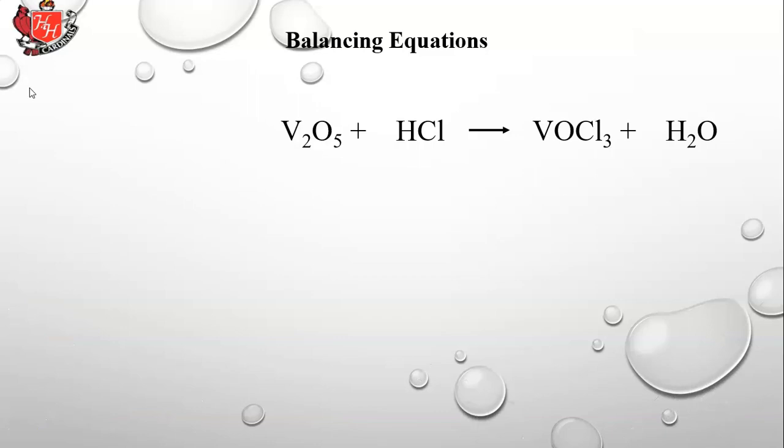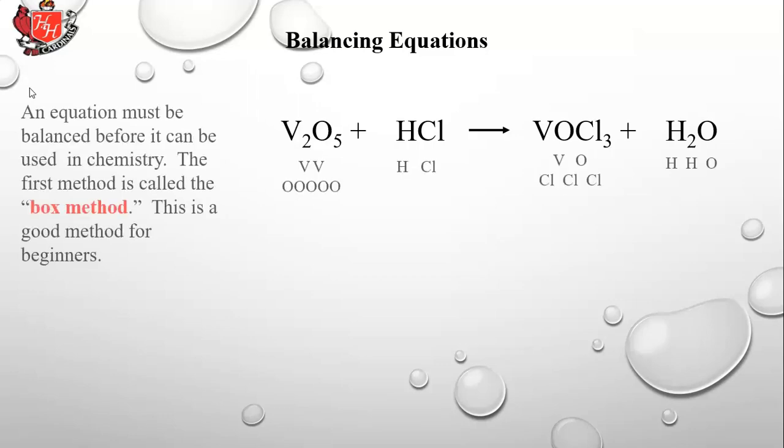So there's 2 ways to balance an equation. The first way is kind of the simplest way, but it takes a lot of space, and you want to eventually move past this. And we call this the box method. An equation must be balanced before it can be used in chemistry. If the equation's not balanced, it's of no use to you in doing any kind of chemical analysis.